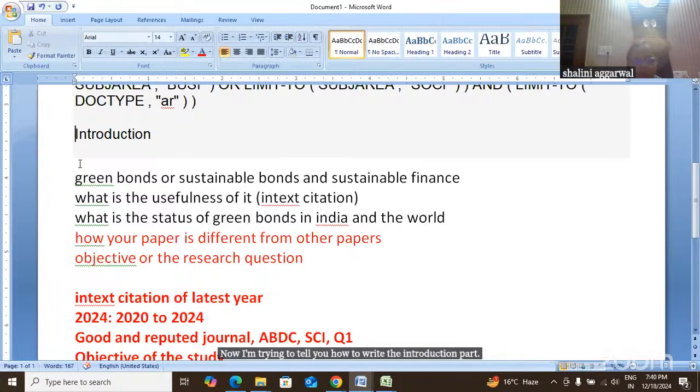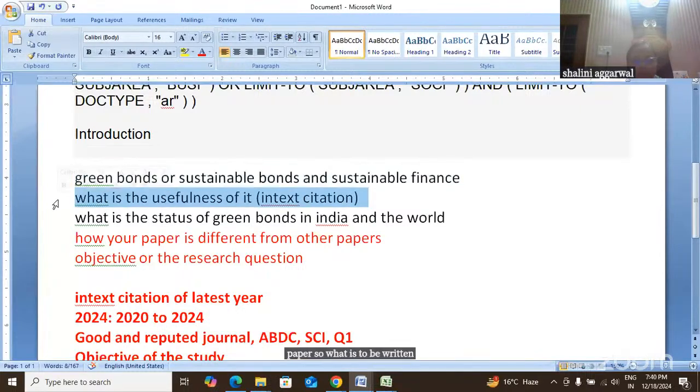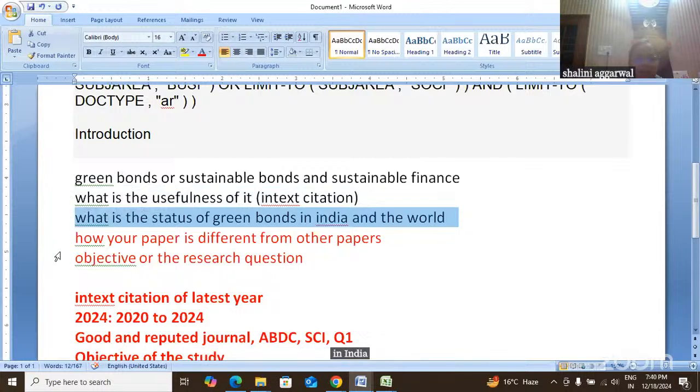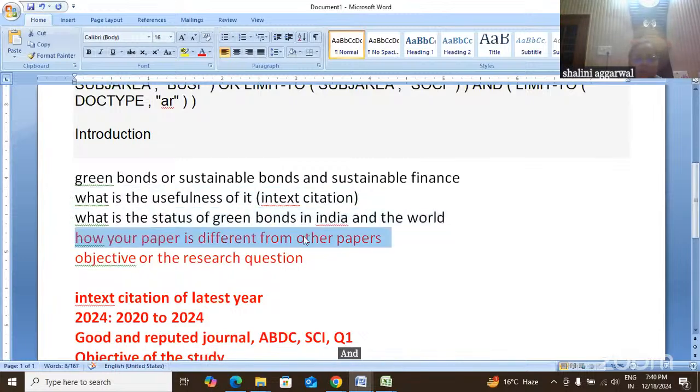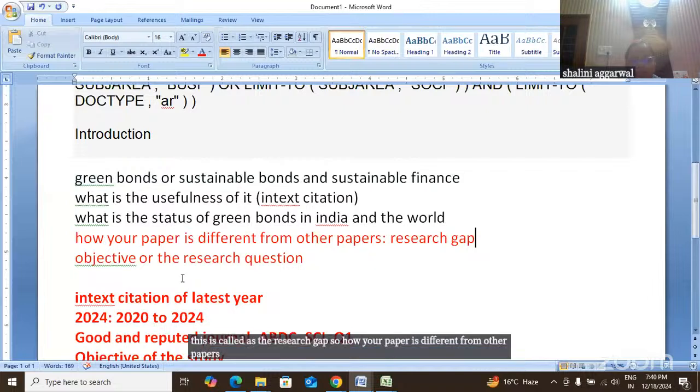Let's say this is the topic on which we are writing our SLR paper. So what is to be written in the introduction? The usefulness of these green bonds or sustainable bonds. What is the status of green bonds in India and the world? And next is the research gap, that is, how your paper is different from other papers. This is the research gap that you have to write.